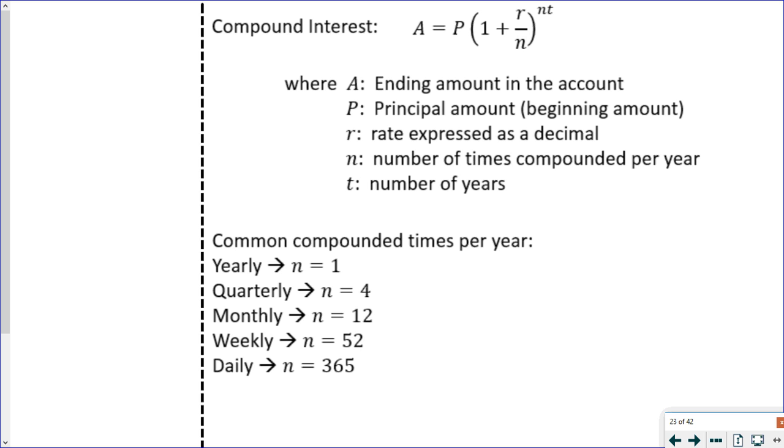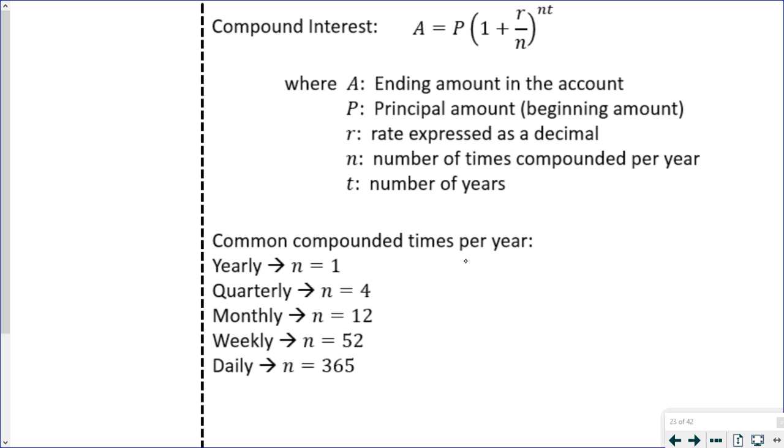So these are commonly the times that they compound it. If they just say they compound it yearly, then N is just equal to 1 because they do it once a year. If they say they compound it quarterly, that means they compound it 4 times a year. I remember quarterly because it's 4, because there's 4 quarters in a dollar. Monthly is just the number of months in a year, which is 12, so N equals 12. Weekly, there are 52 weeks in a year, so N is 52 if they compound it weekly. And daily, 365 days in a year, assuming it's not a leap year. So we'll just use 365 for ours.